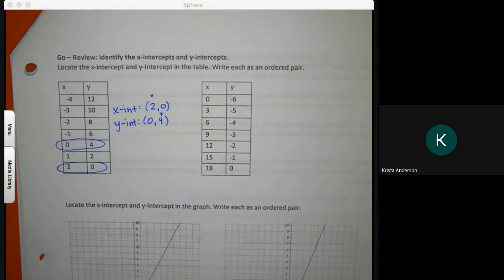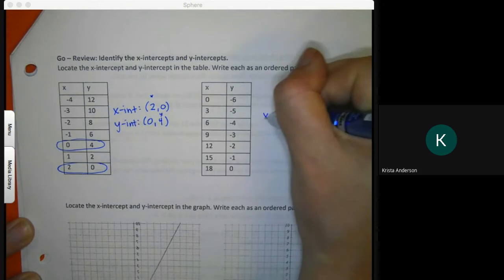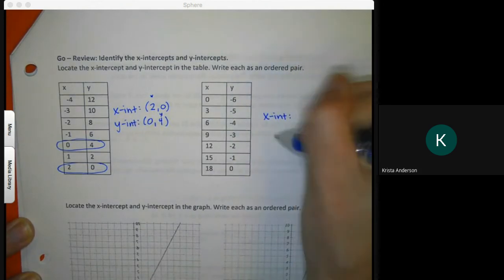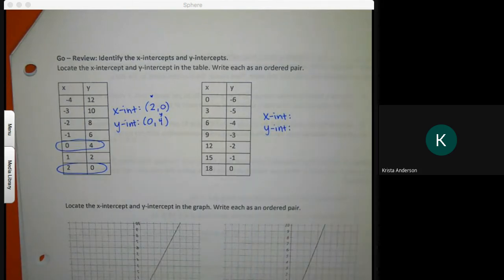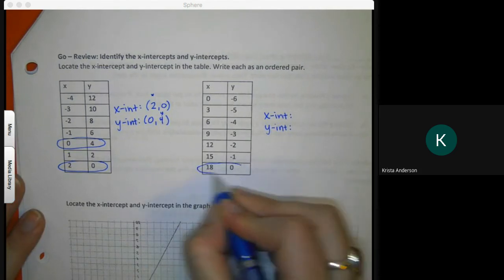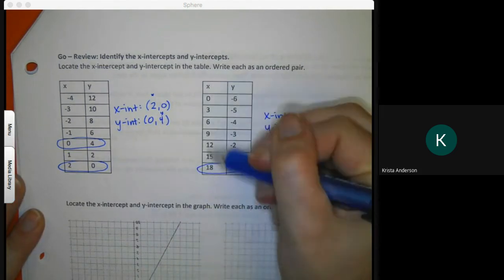Table on the right. Try and write down the X and Y-intercept on your own, and then we will check them. Would anybody like to share the X-intercept from this right table? Yeah, what'd you get? 18, 0 is correct. It's in the X column for the 18.